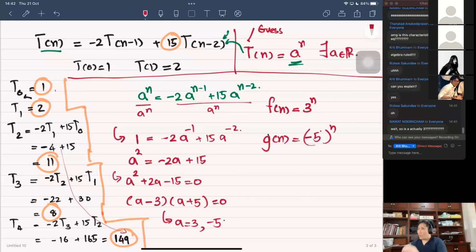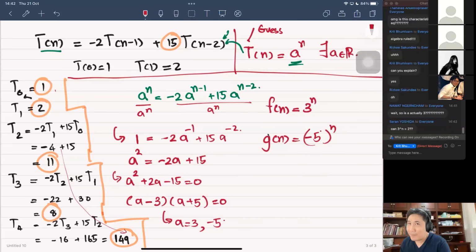So now we have two functions that we claim to work. Let's make sure that it actually works. It's actually guaranteed, by the way you do it. You can actually do this in reverse. So let me show you that it works. When it works, it means the following: that 3 to the n is minus 2 times 3 to the n minus 1, plus 15 times 3 to the n minus 2. Let's put a question mark here.